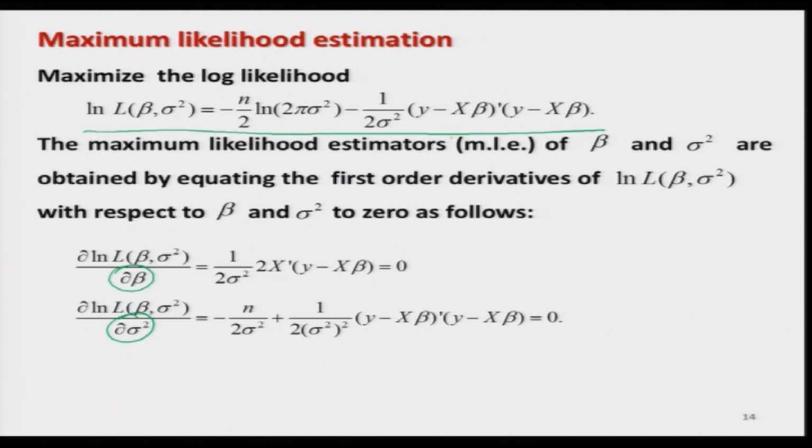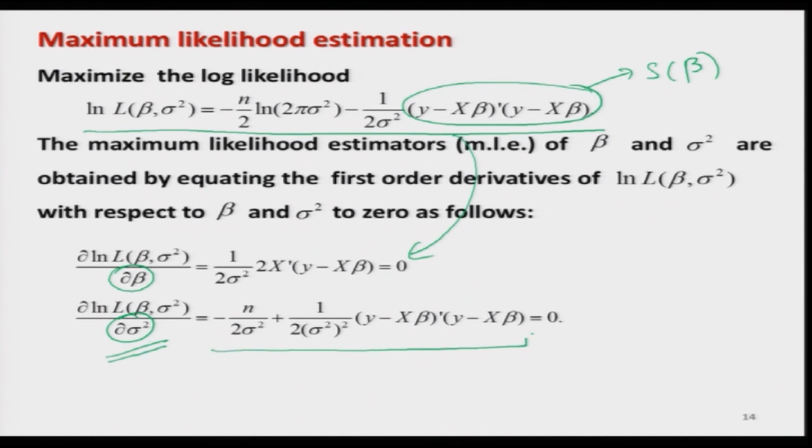Once you differentiate it, it is now very simple, because you already differentiated this function with respect to beta in the case of S beta. When you found the least square estimator of beta, you differentiated the same quantity. So, this is the same thing, and if you differentiate it with respect to sigma square, you get this equation.